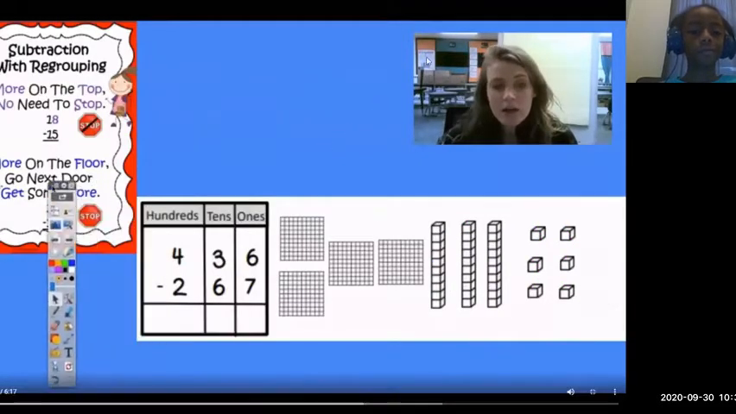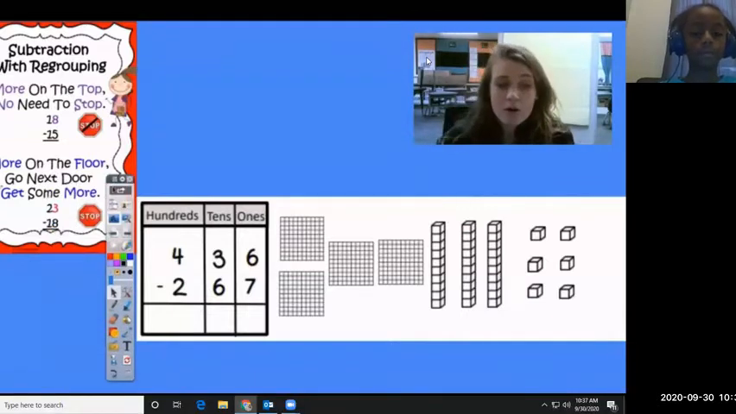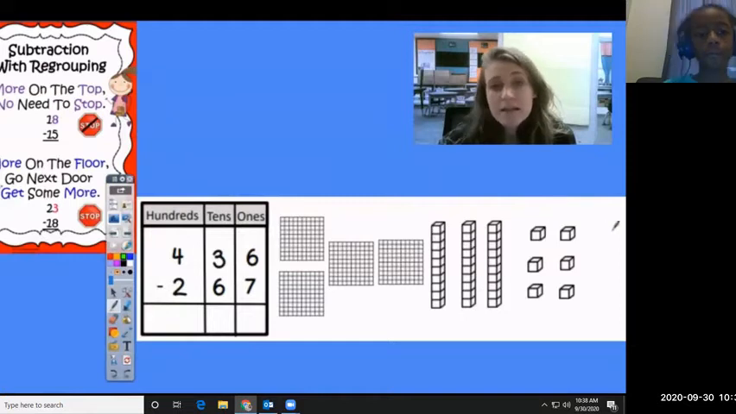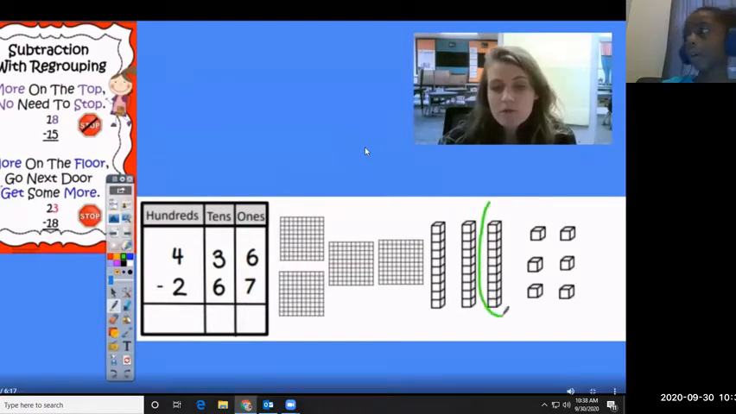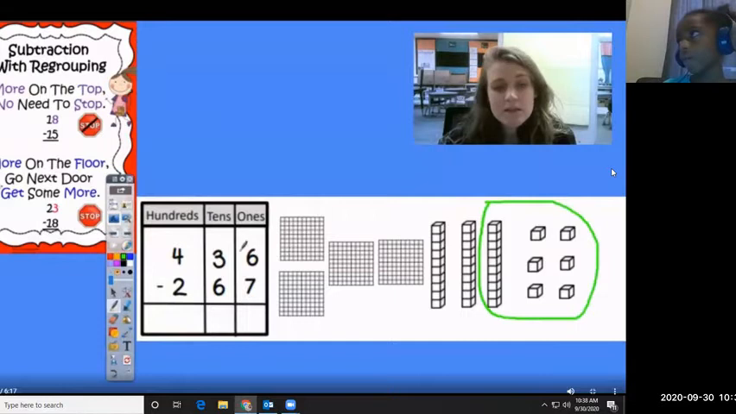So let's take a look at this equation. We have our reminder here of more on the floor, go next door to get some more. We have 436, which we have drawn: 4 hundreds, 3 tens, and 6 ones. I'm meant to subtract 267. I'll start with my ones place. I only have 6. I can't subtract 7. So I'm going to move one of these tens into the ones place.